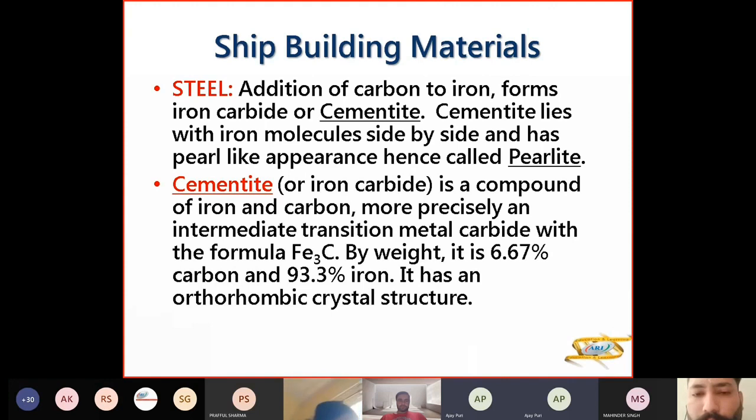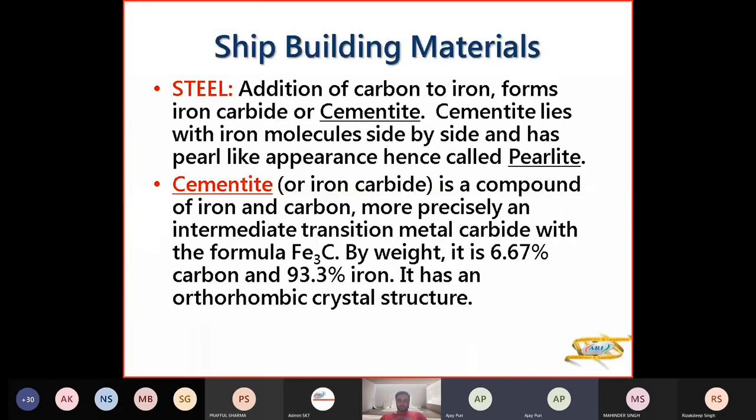We'll be in the finishing stages of shipbuilding material. Good morning, sir. Starting with steel, you have mild steel, medium steel, high carbon steel, high tensile steel. We'll be doing all those. First, we'll do what is cementite and pearlite, which are the transformations taking place due to the temperatures, heat treatment, and how the transformation takes place.